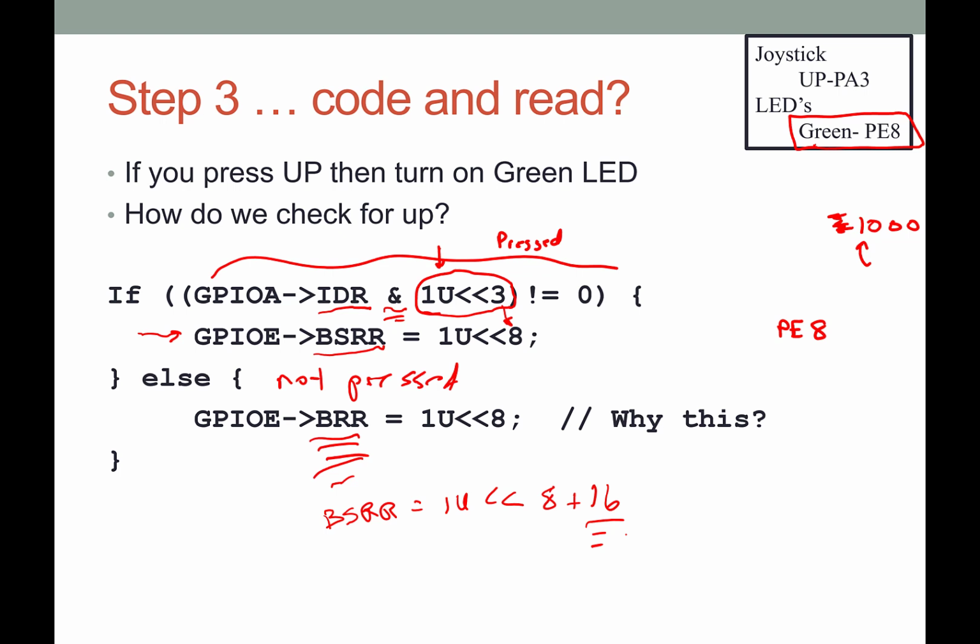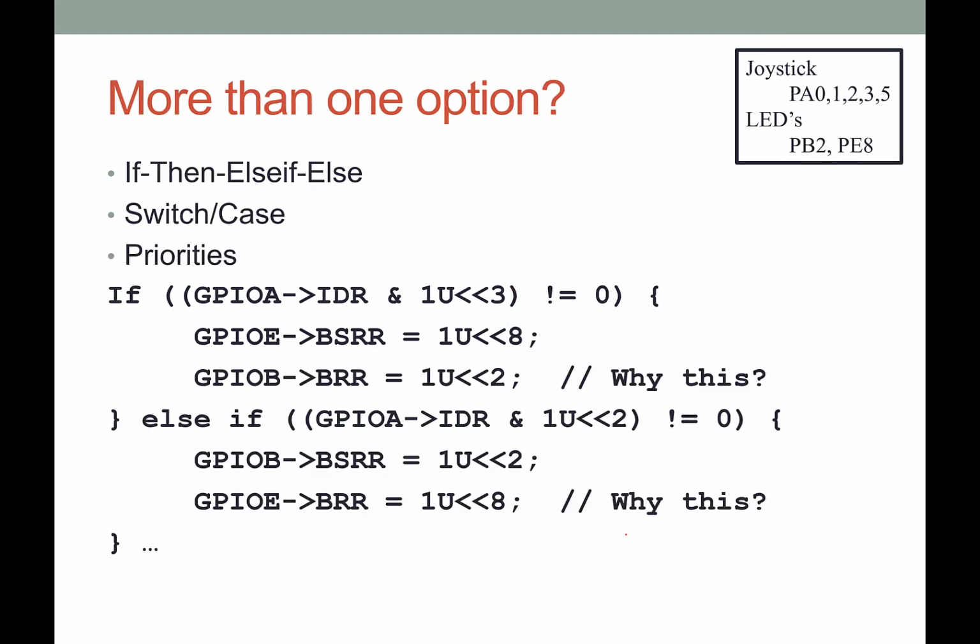Okay, so then this particular set of code tells us how to do that. Light up the green LED when the up button is pressed. There's more than one option, and that's what this is trying to show here, and I'll let you all go through it with a little bit more detail for yourself. But here it's trying to say, okay, what happens if we press up?